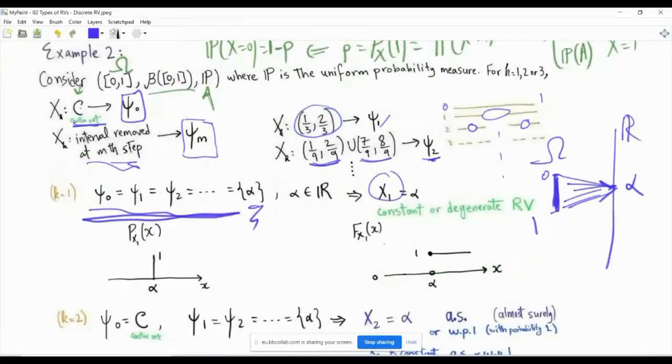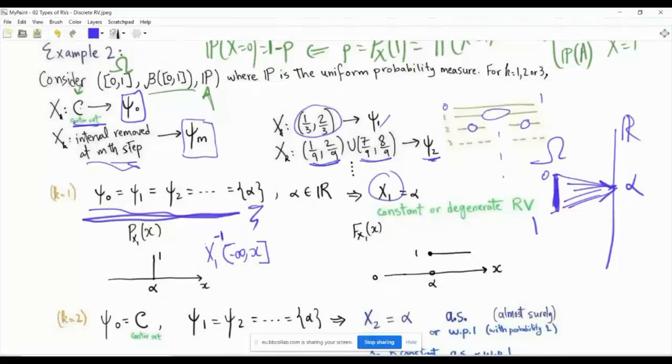Okay, now is it a random variable? Here I said that it is a random variable. It is called the constant or degenerate random variable. How are we sure that it is indeed a random variable? It is a random variable again by the test. What is basically the pre-image? So what is the pre-image of from minus infinity to x? Okay, so what is the pre-image under X1?